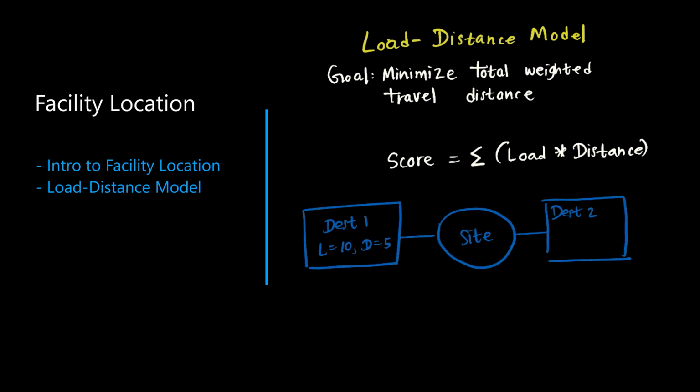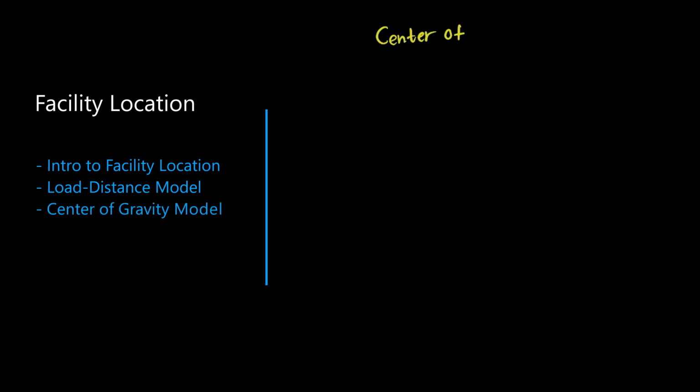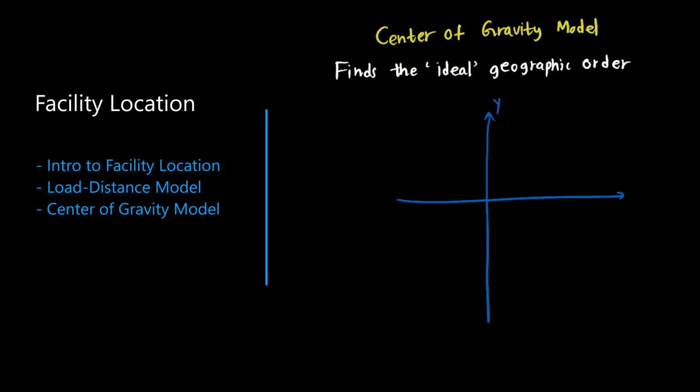You then multiply each distance by the number of loads going to that destination. Finally, you add up all these values to get a total load distance score. You do this for each potential site, and the site with the lowest score is the winner. A related tool is the centre of gravity approach. This method is used to find an ideal starting point for your location search.